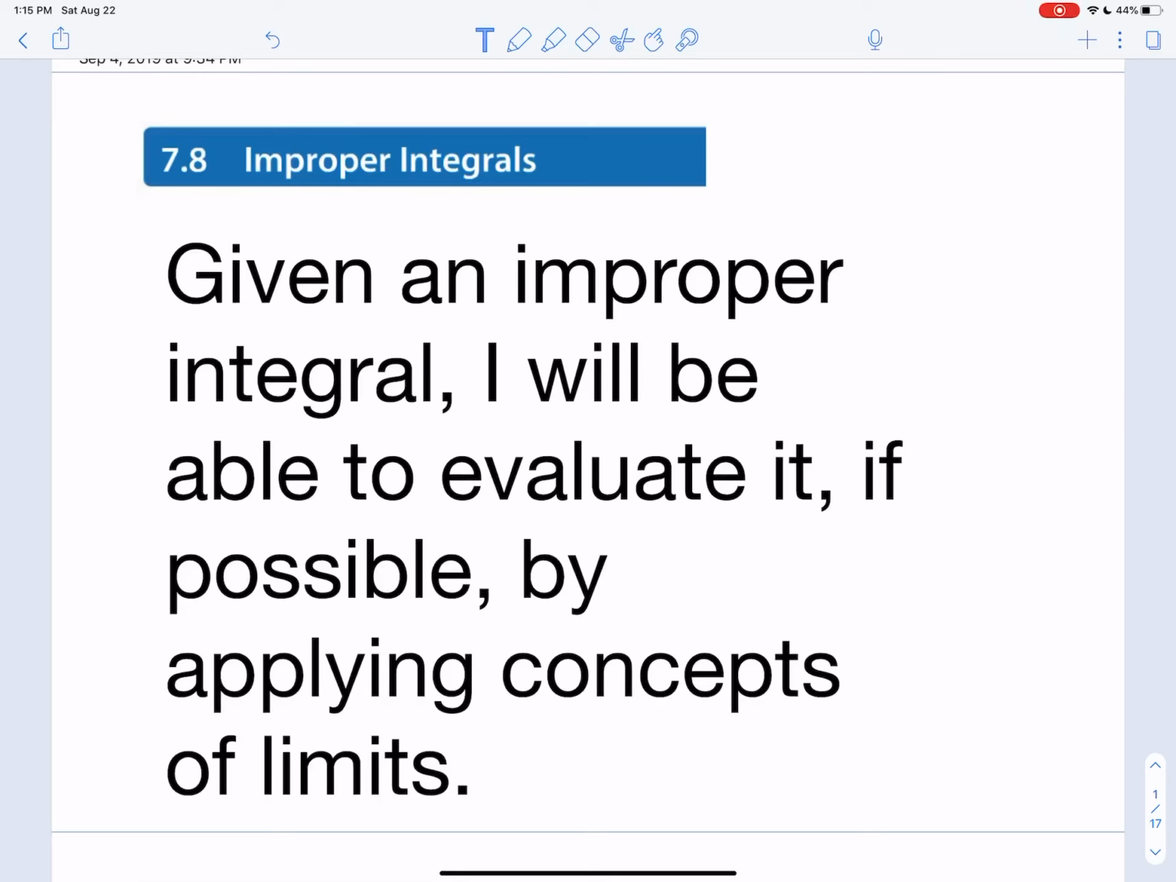Hey you guys, this is section 7.8, improper integrals. What the heck is an improper integral and how do we actually integrate it, right?